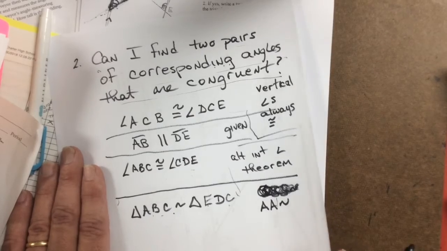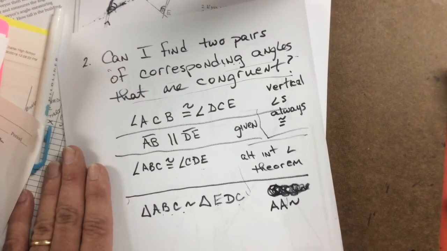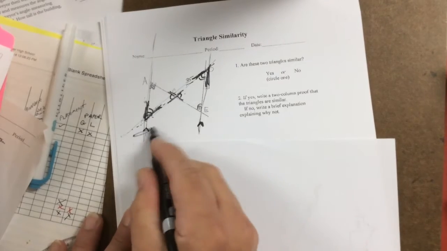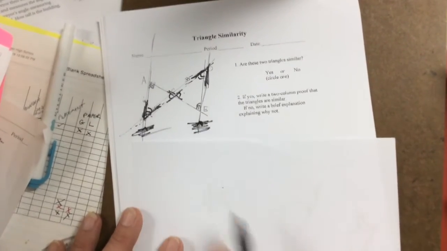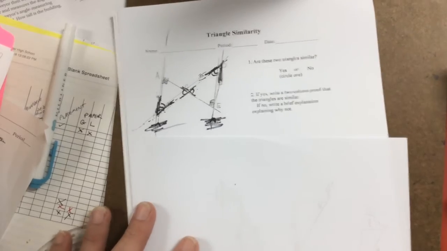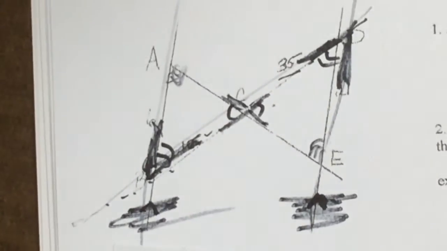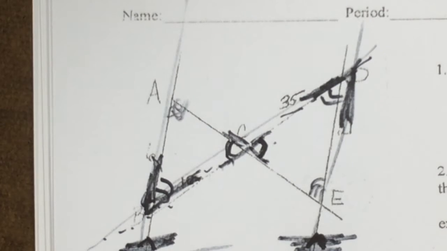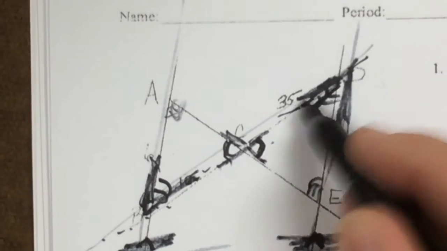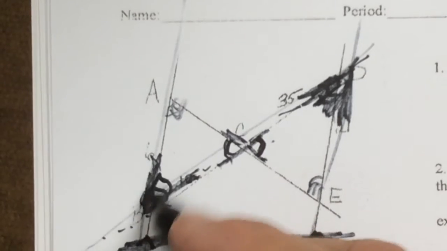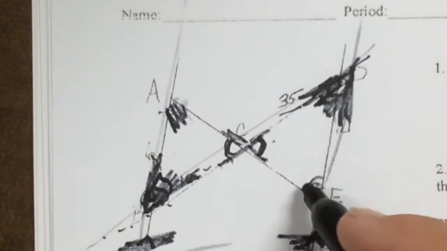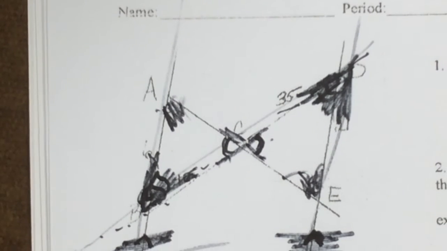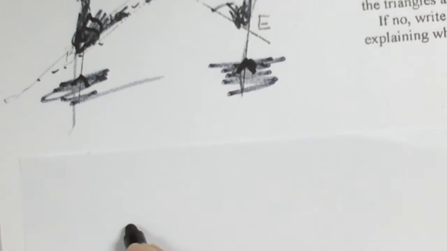Now, let's pretend for a moment that instead of this, that we're looking at this, and we don't have this. We don't have that the lines are parallel. We're looking at this, and we're saying, well, do we have two congruent pairs of angles? And the answer is no. We've got this one here, but we don't know that this is congruent to this, and we don't know that this is congruent to this.